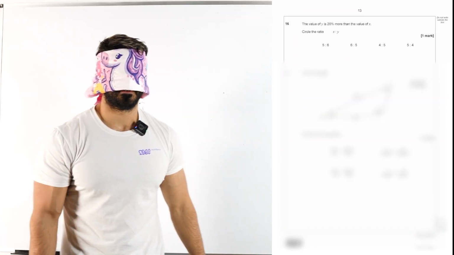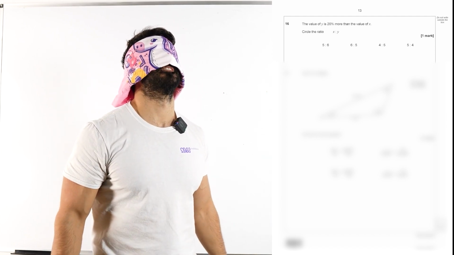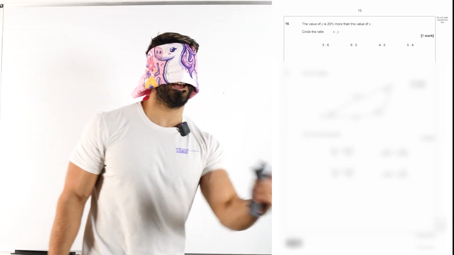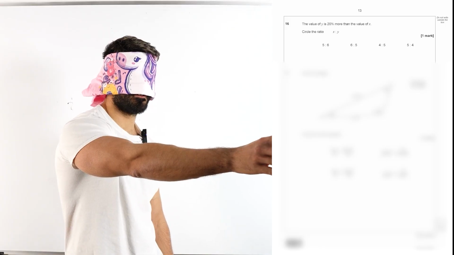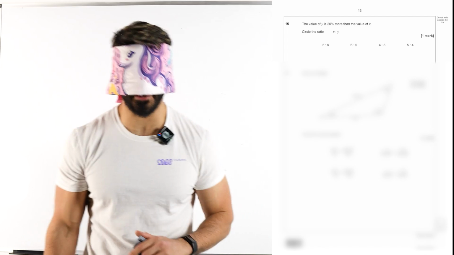Next question, number 16. The value of y is 20% more than the value of x. Circle the ratio x is to y. 1.2 to 1, which is 12 to 10, 6 to 5. Is that one of the answers? Yeah, it is. Wait, did it want the ratio of y to x? No, x to y. Say that again. So it's 5 to 6, sorry.